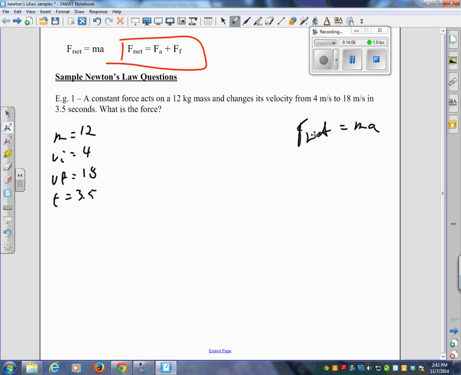But before that, do I know the mass? Yeah. Do I know the acceleration? No. I need to know the acceleration. And the only formula with acceleration in it is this one here. And do I know T? Yeah. Do I know delta V? Not yet. Well, not yet. Not technically.